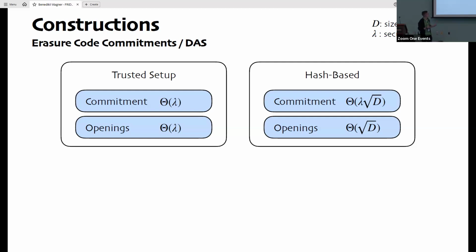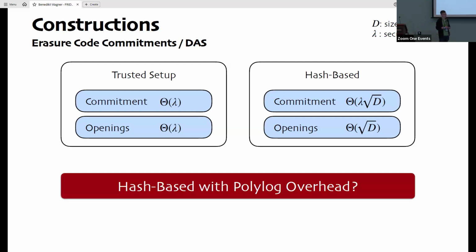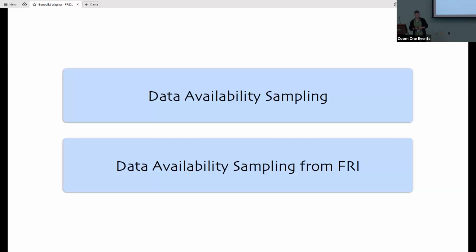And so this naturally suggests to look at the following question: can we have a construction without a trusted setup, maybe purely based on hash functions, which is much more efficient, for example, a polylogarithmic overhead? And this is what we tackle in this work. Okay, so that concludes the first part of the talk. I hope we now have some intuitive understanding of what data availability sampling is. And now let's look at the results from this paper, which is data availability sampling from Frye.